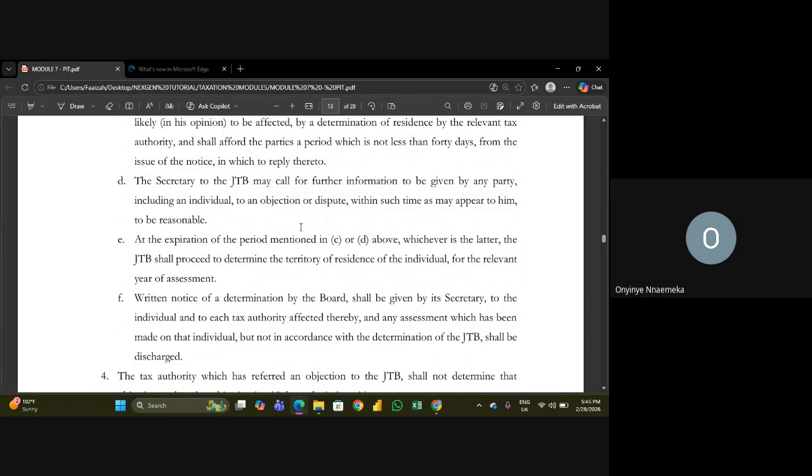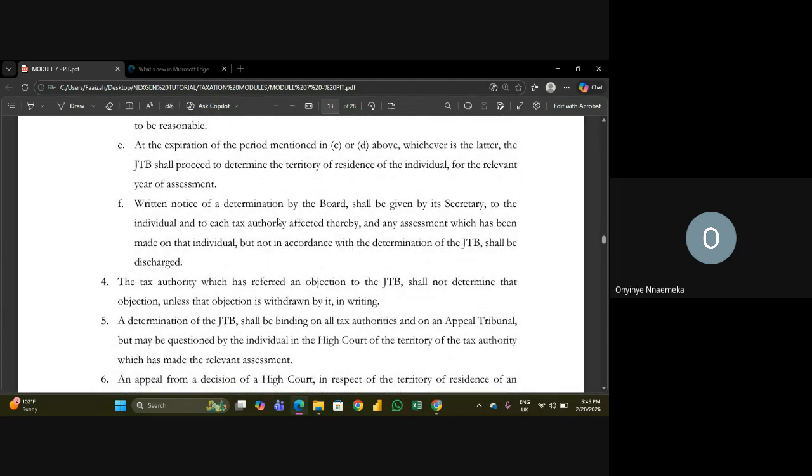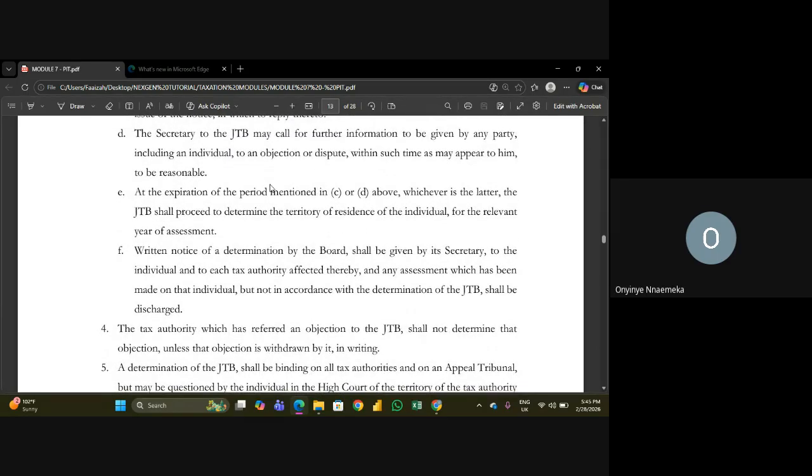So after 40 days, which is, I'm reading E now. After 40 days or before 40 days, any of the 2. If 40 days have expired, it's also after now. Or the party that they gave 40 days to gave them a reply. Is it that the time expired, or the person replied before the time expired? Let me put it that way. Whichever comes first, maybe it's the time that expired first, or the person that they gave the letter to responded first. JTB will determine the residence of the individual that came to them.